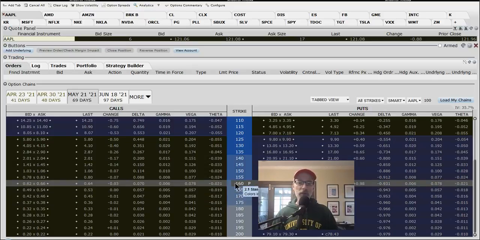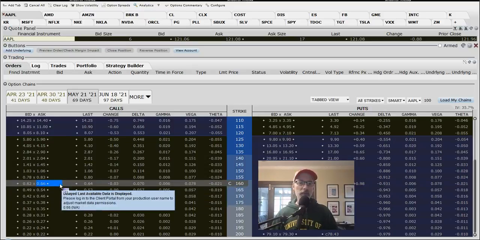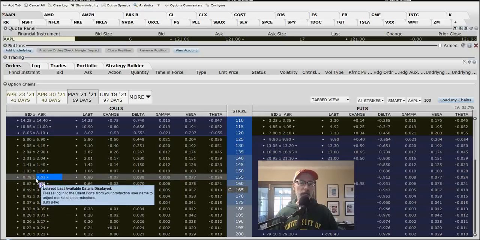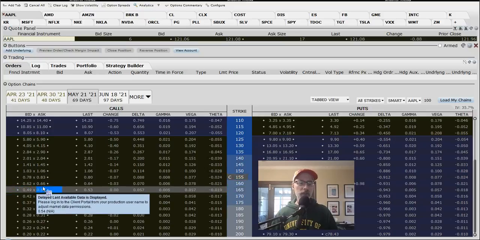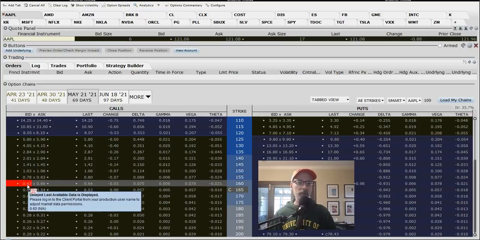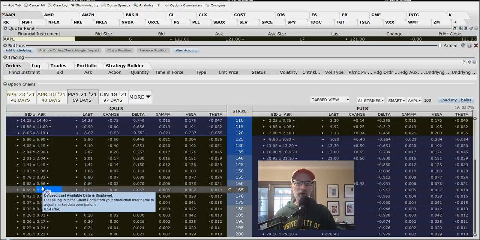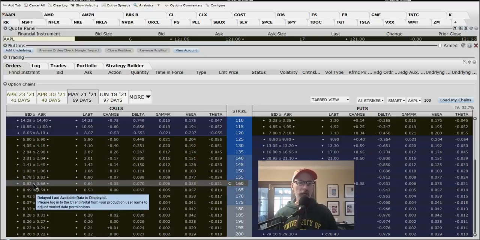So here's the 160 strike. We scroll over here and look at the bid ask. Every option has a bid and ask price just like a stock. It was 62 cents bid, 60 cents offer, that's how it went out yesterday, Friday, March 12th. We always want to try to transact somewhere in between the bid and ask. So let's just say 64 cents per contract.